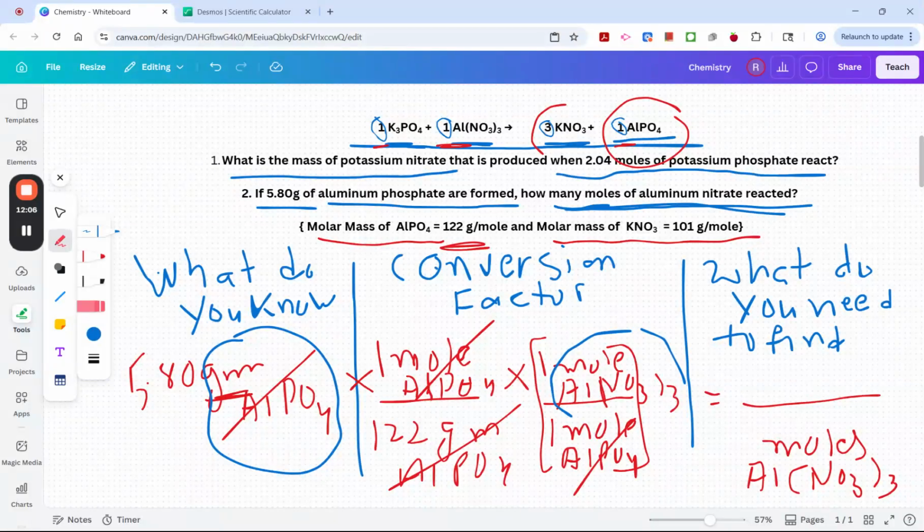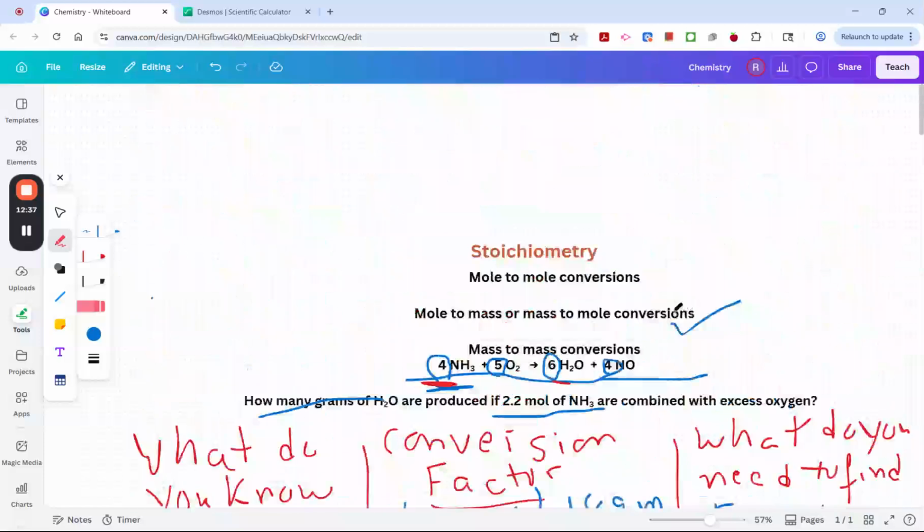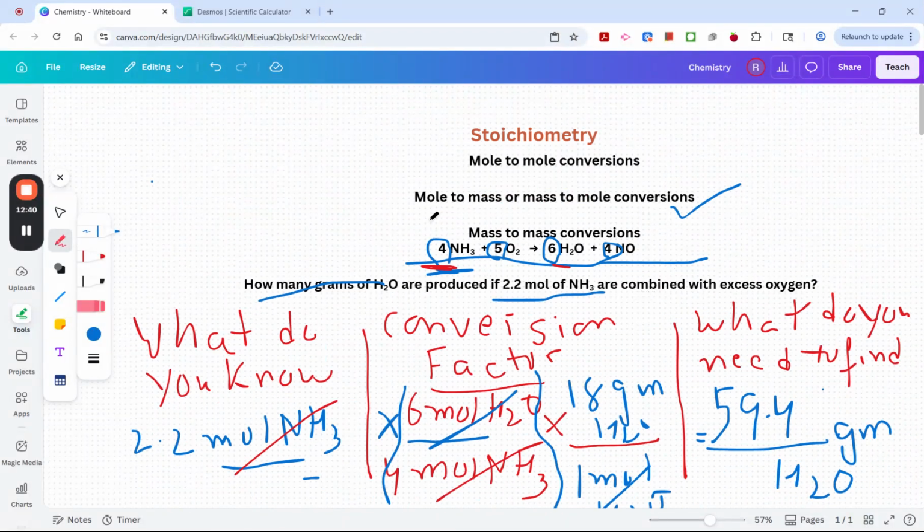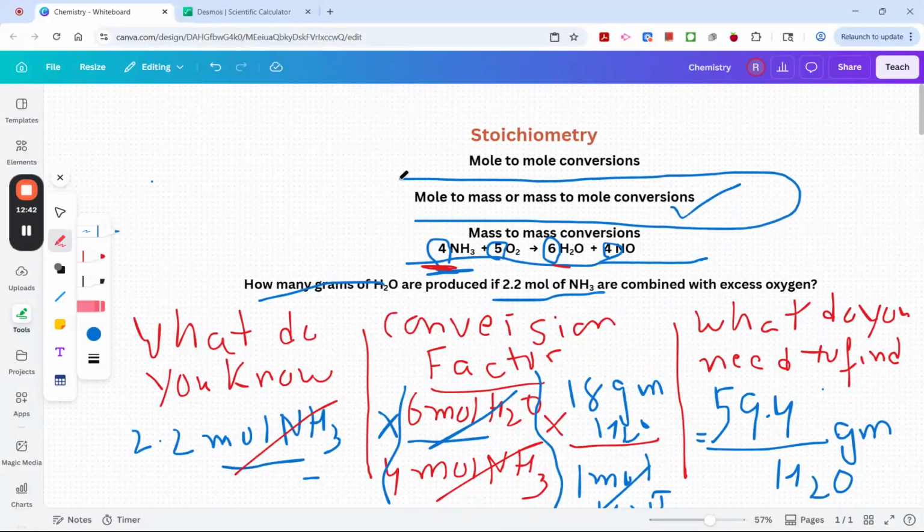So let's check the answer. 5.80 times 111. We don't have to write 1. Anything multiplied by 1 is the same number. Divided by 122. That is equal to 0.0475. The answer is 0.0475 moles. So this was all about the second part, mole to mass or mass to mole conversion.